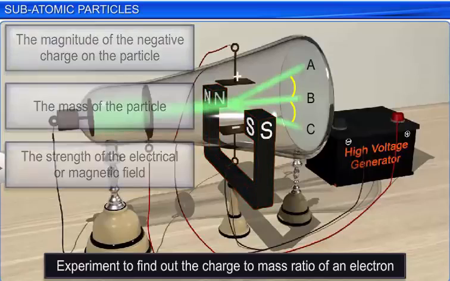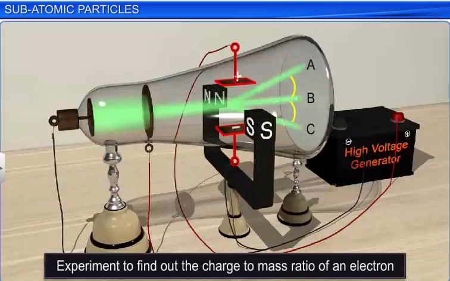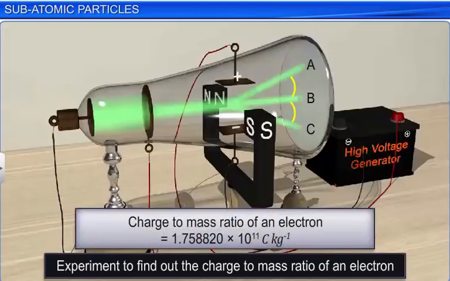When only electric field is applied, the electrons deviate from their path and hit the cathode ray tube at point A. Similarly, when only magnetic field is applied, electrons strike the cathode ray tube at point C. By controlling the deviation of electrons by varying the strength of electric and magnetic fields and accurately measuring the amount of resultant deflections, he calculated the charge to mass ratio of an electron, which equals 1.758820 × 10^11 coulombs per kg.